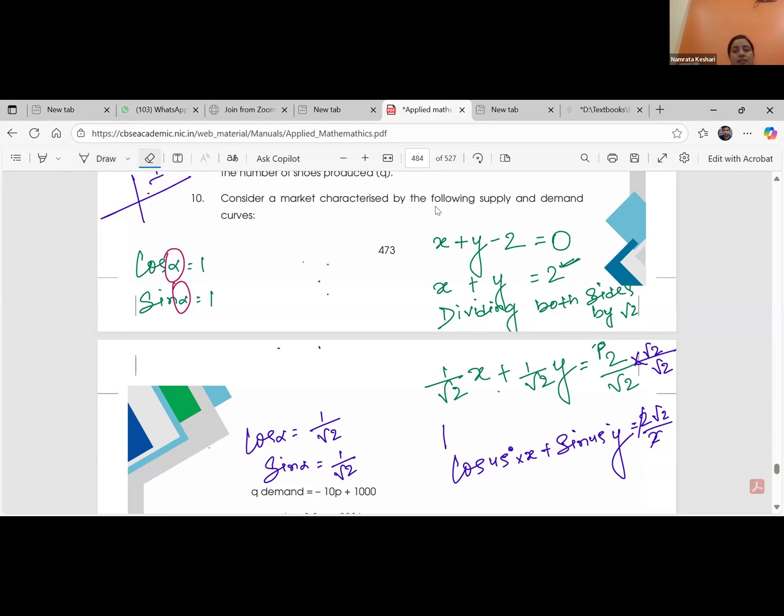See, this is the rationalize step, which you can do in the next part. Otherwise, here you will get confused about where so many root 2's are coming from.